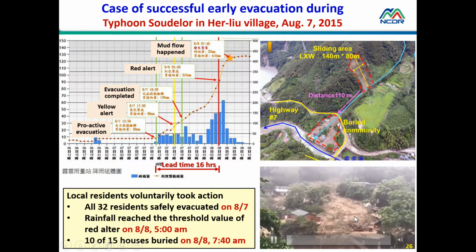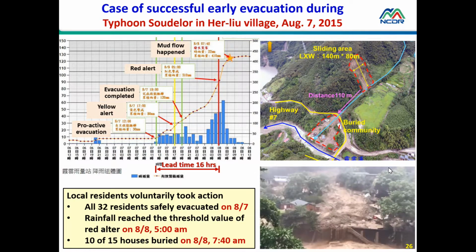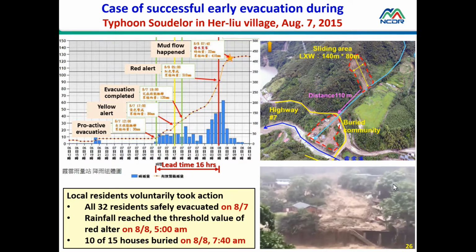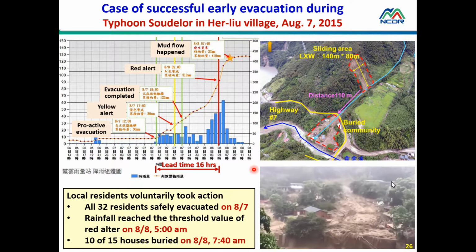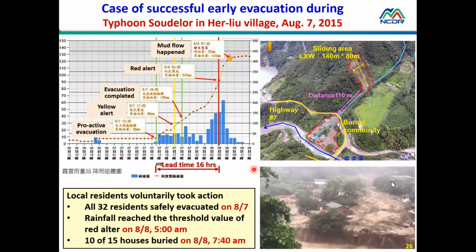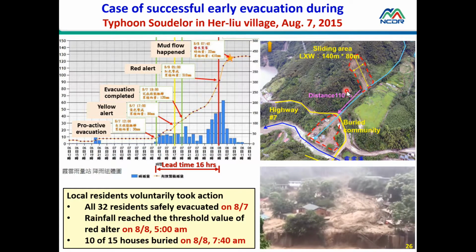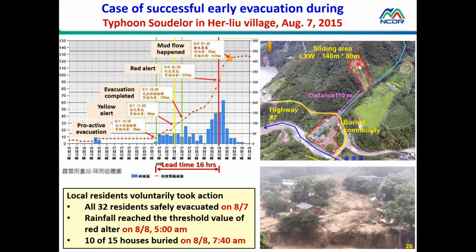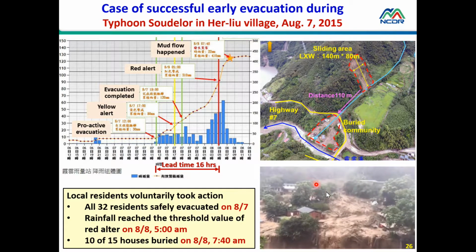This is a village in Taoyuan County. The previous case was a kind of top-down evacuation. However, this one is a bottom-up evacuation suggestion. You see, the mud flow is coming down from the hill and all the way running to the village.